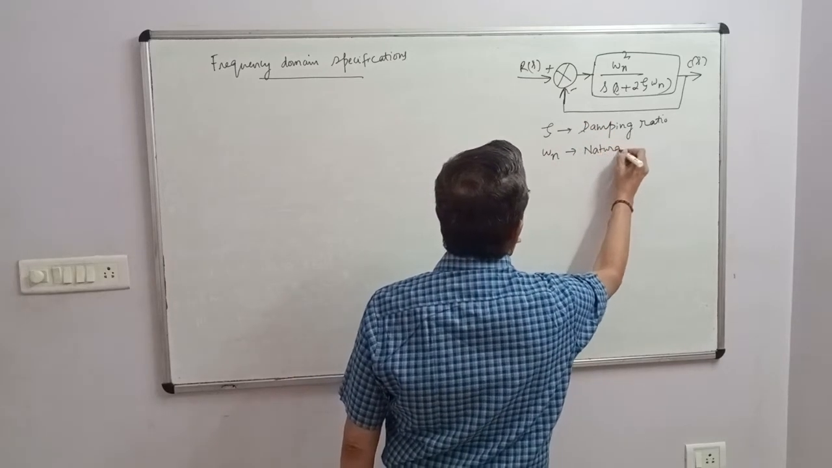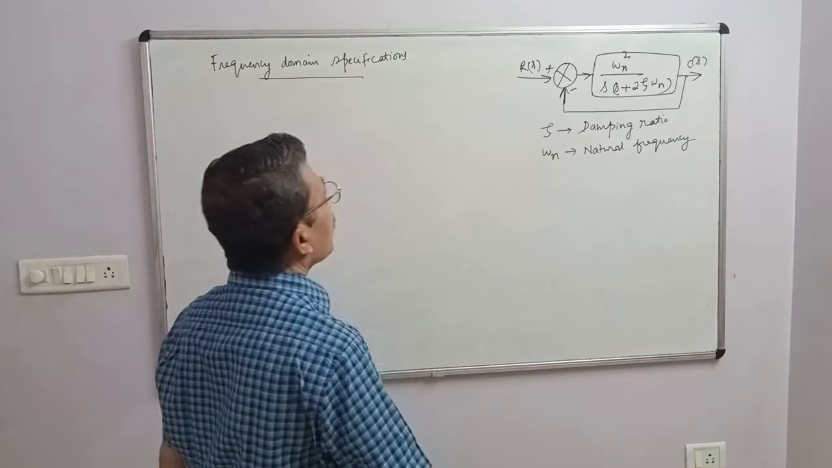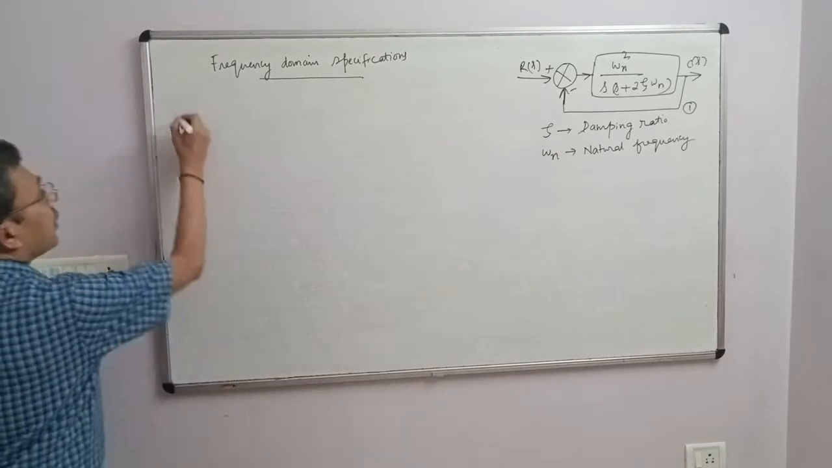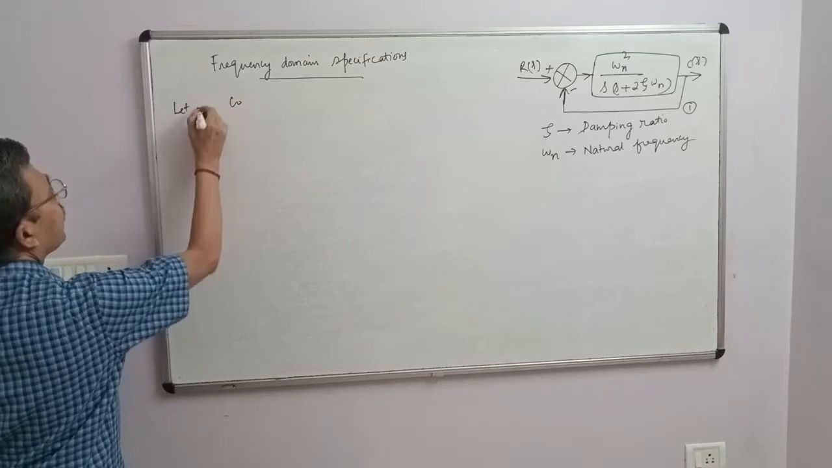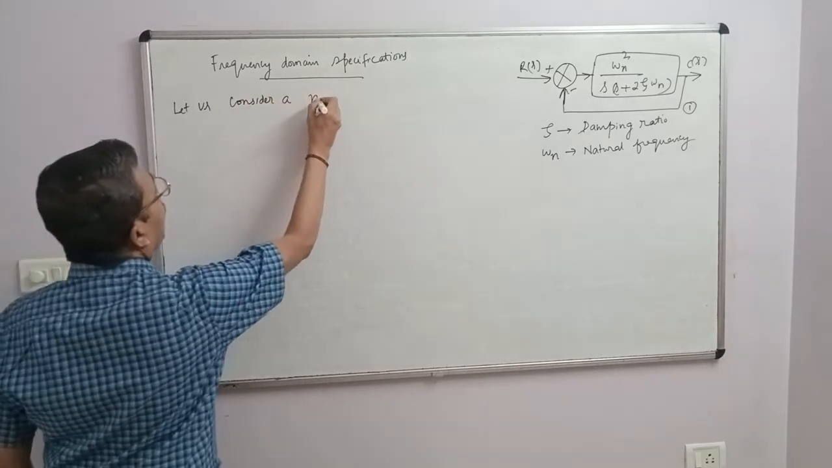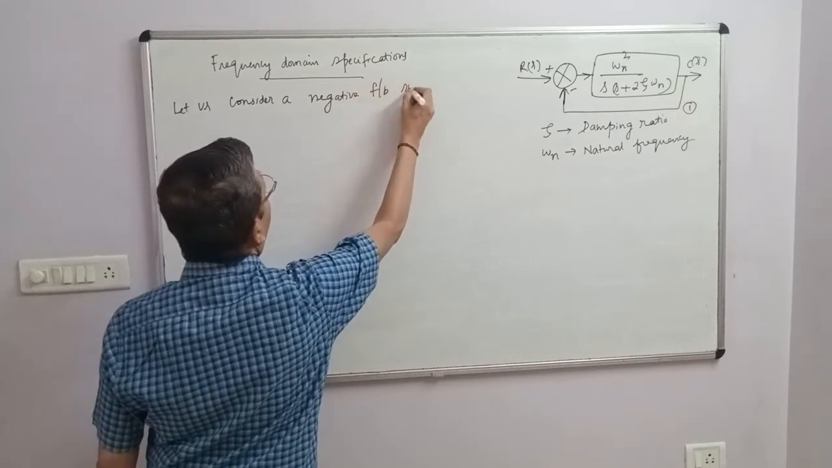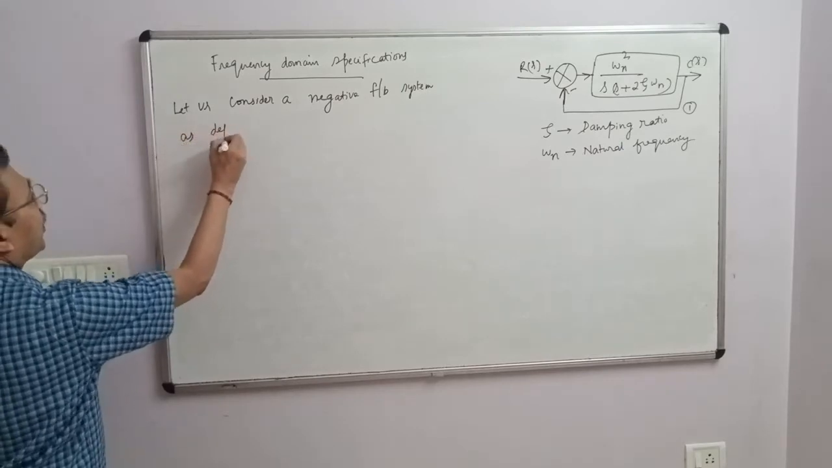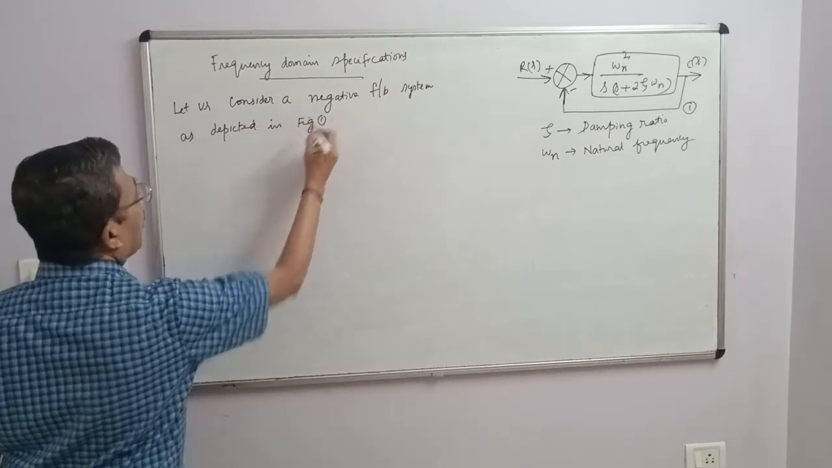Omega n is the natural frequency of the system. This I call figure number 1. Let us consider a negative feedback system as depicted in figure 1.